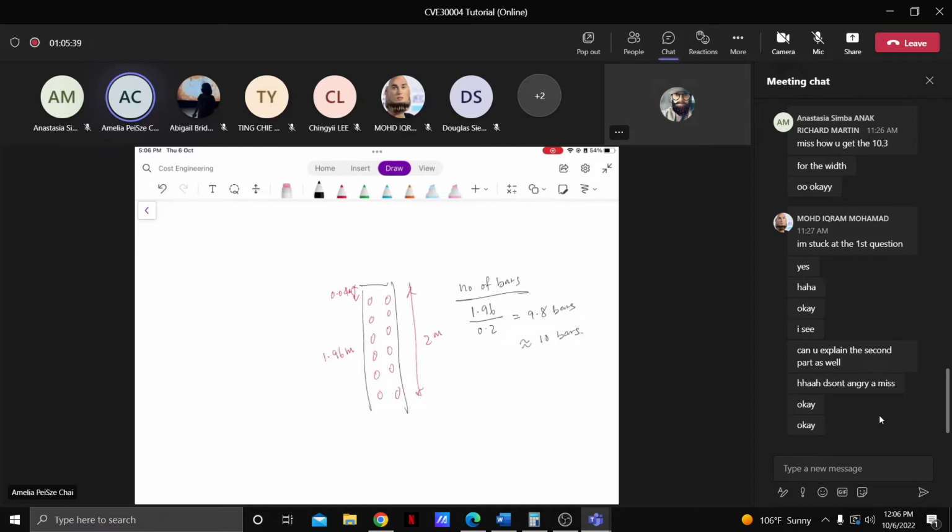Density. So you find out the length first. The total length, then you multiply the density to get the weight of the part. See? Right.